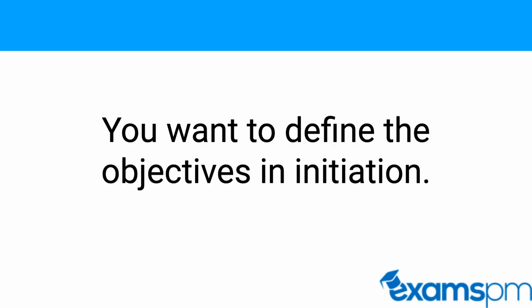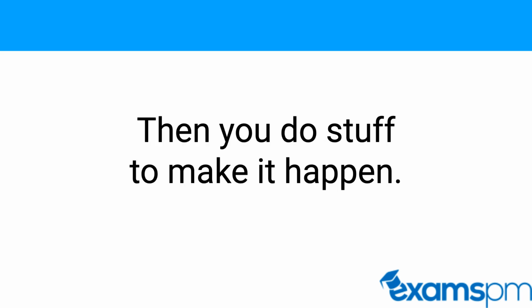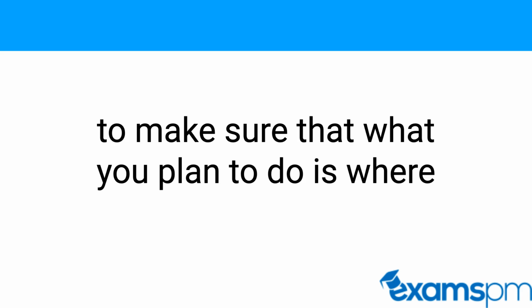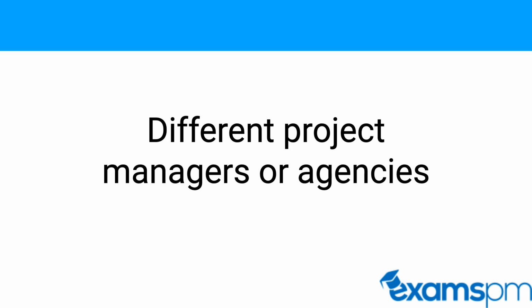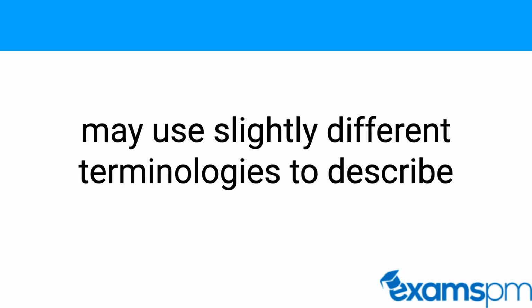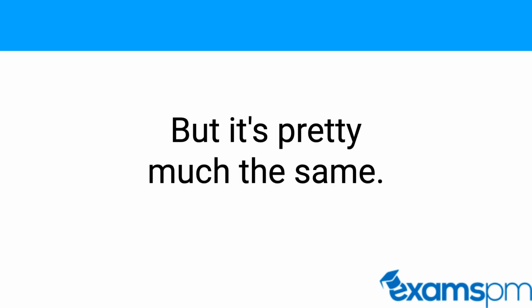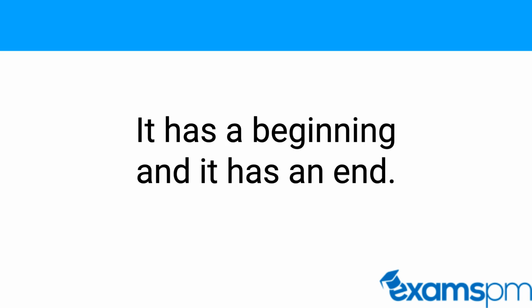You want to define the objectives in initiation, then you create the project plan to meet those objectives, then you do stuff to make it happen. This is executing. And then you move into monitoring, controlling to make sure that what you plan to do is what you're actually doing. And when everything is done, you move into closure. Different project managers or agencies may use slightly different terminologies to describe the project lifecycle, but it's pretty much the same. A project has to start somewhere, it has a beginning and it has an end.